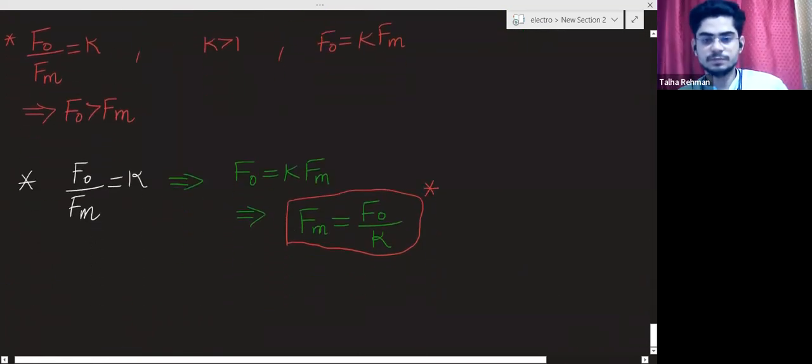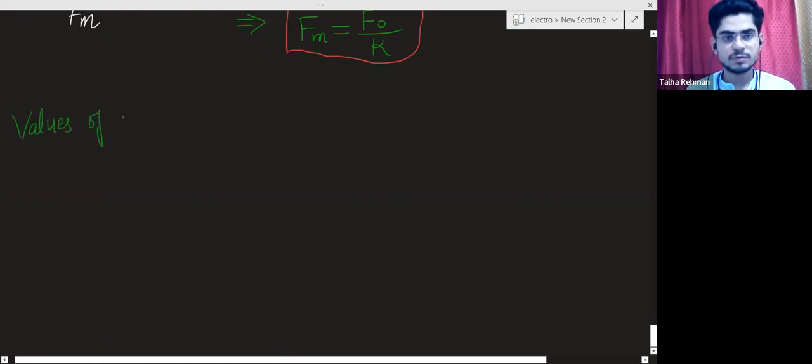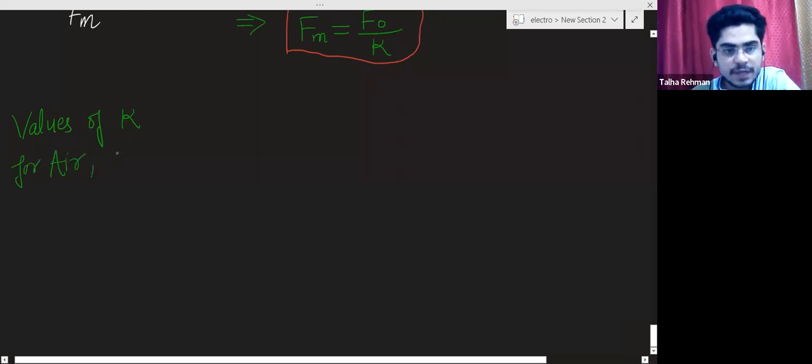Now let's see the values of dielectric constant. K is dielectric constant. For air, if we have air, then K equals 1. No problem.